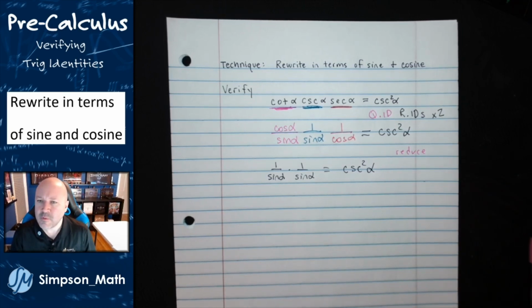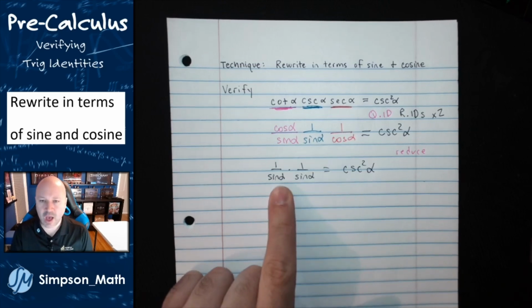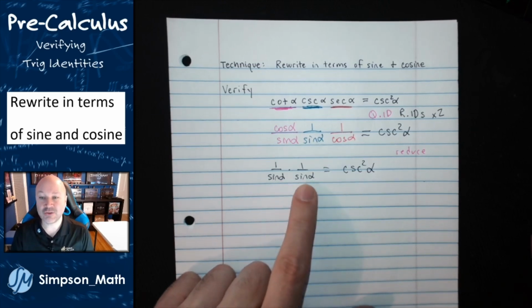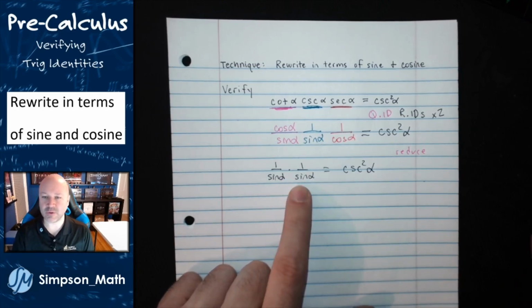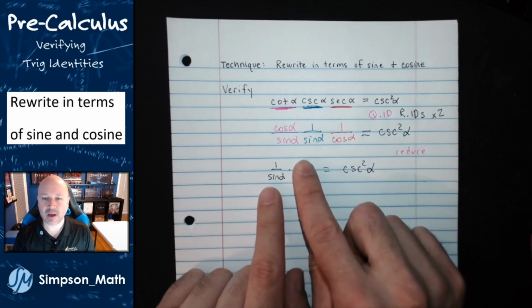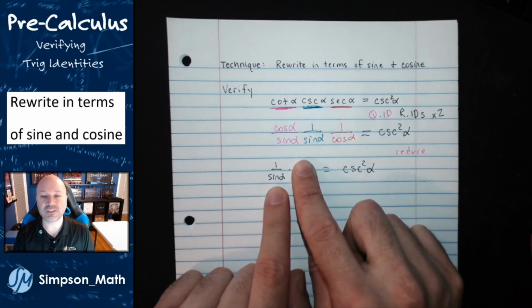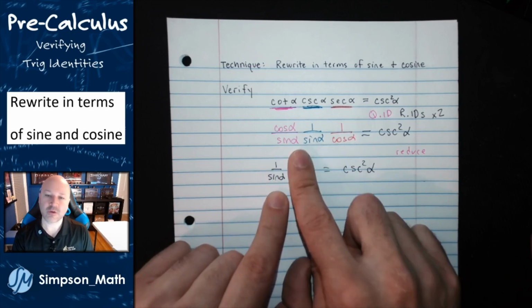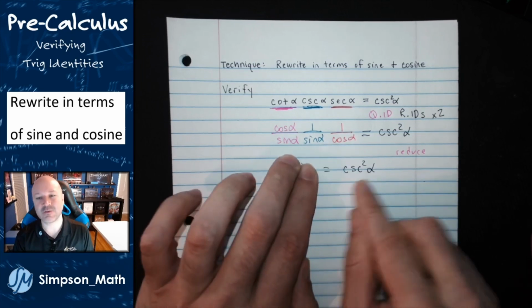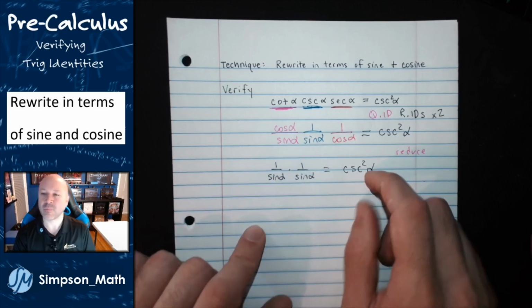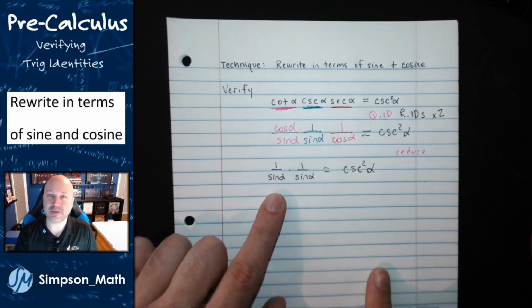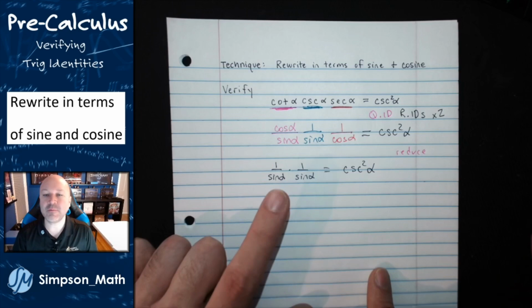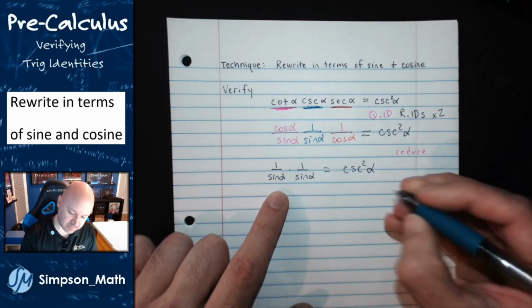Now there's a couple ways I could do this. I think one, I'll just explain visually what's going on, and then I'll show a different way. So I think everyone agrees 1 over sine is just cosecant. Cosecant times cosecant is cosecant squared. Instead of doing a reciprocal now, I think I'm going to multiply first.